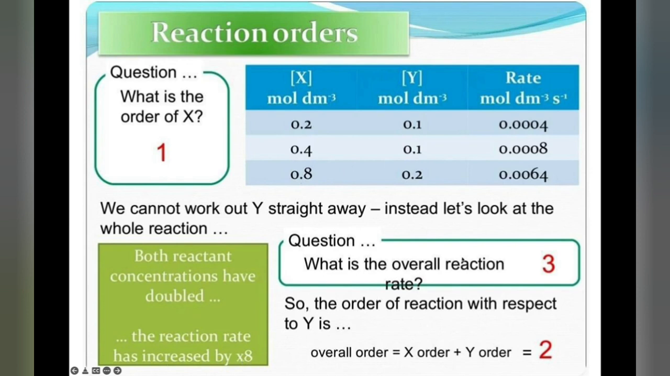So what is the overall reaction rate? 1 plus 2, 3, and the order of the reaction with respect to X is 1 and Y is 2. The overall order will be X order plus Y order. So X order is 1 and Y order is also 1. Overall reaction order will be 2 and overall reaction rate is 3. So don't get confused between the reaction order, reaction rate, and overall rate.